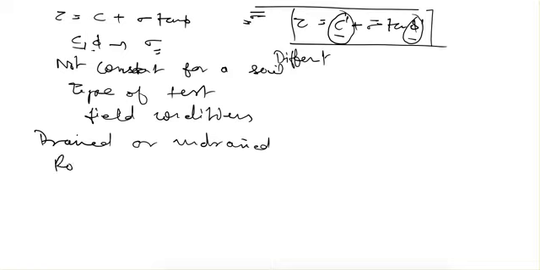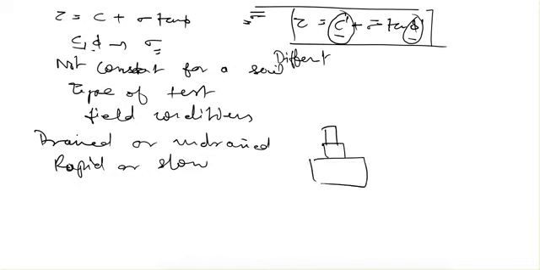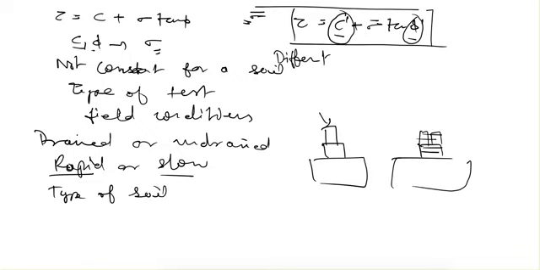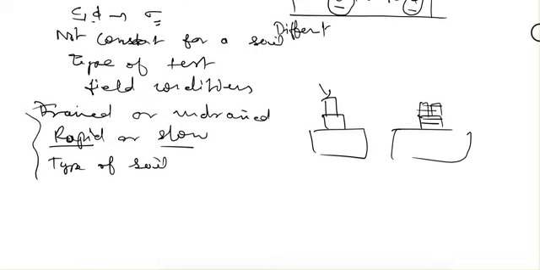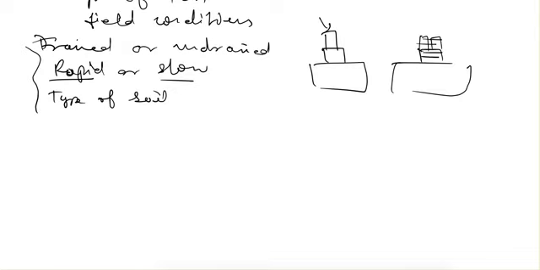And if the loading is rapid or slow, it means that when the construction is taking place, we are suddenly applying the load, that means the period of construction is less, or we are slowly applying the load, that means construction is taking place in stages and it is taking a long time. So that will be a rapid or slow loading. And the next is type of soil. So these things will affect the values of C and phi and the shear strength of the soil.